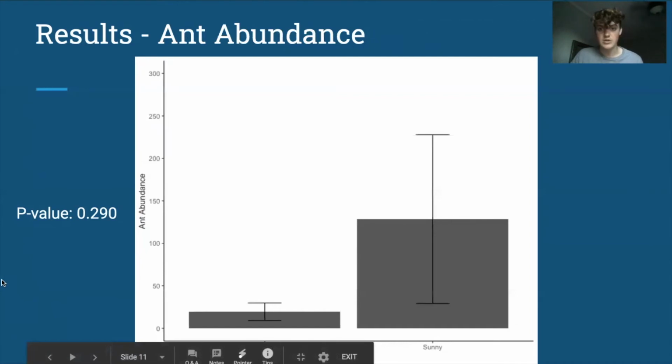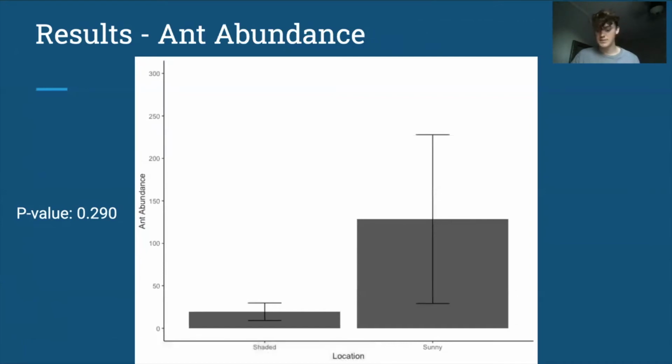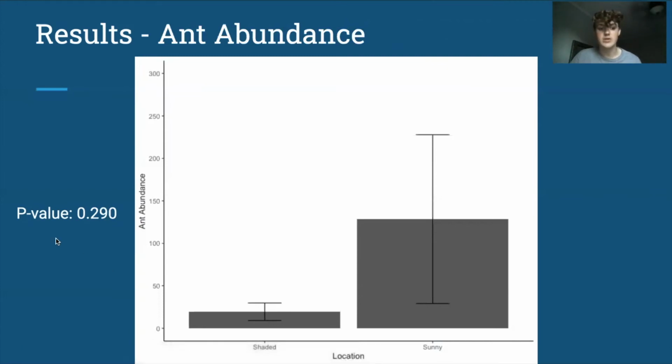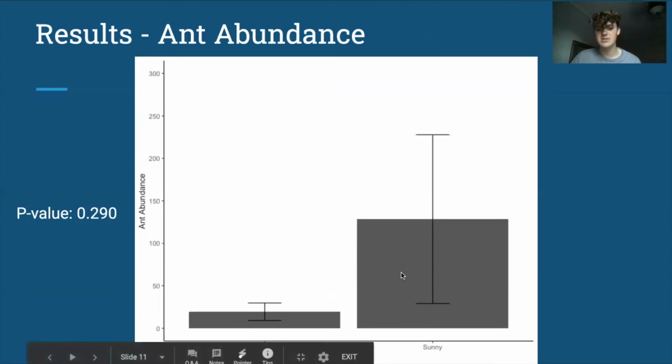Our next figure shows ant abundance. Here we see that in the shaded area, the average amount of ants was 20 ants. In the sunny area, our average amount of ants was 130 ants. Here you can see this error bar, which shows a range of data, and our p-value was 0.290. This means that the difference was not significant, and that is due to these error bars and such a large range of data.